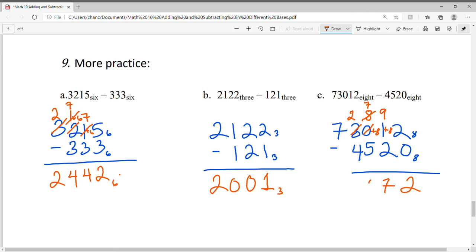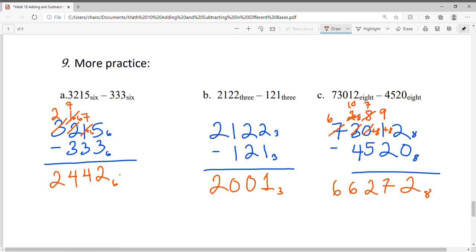7 minus 5 is 2. Then we'll have to borrow from the 7. That makes that a 6. But we're going to add the 8 back to that 2. So this actually becomes a 10. 10 minus 4 is 6. Then we'll bring that 6 down. So that's our solution, 66272 base 8.